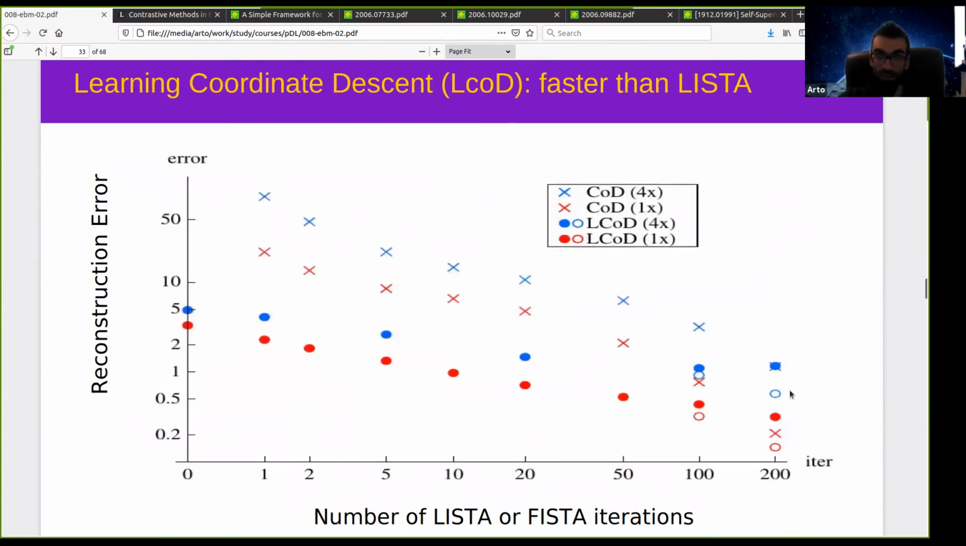Here they showed a bunch of results. There is another variant of LISTA, learned coordinate descent, and it's even better. Basically, this is a pretty cool demonstration of the applications of learned functions.